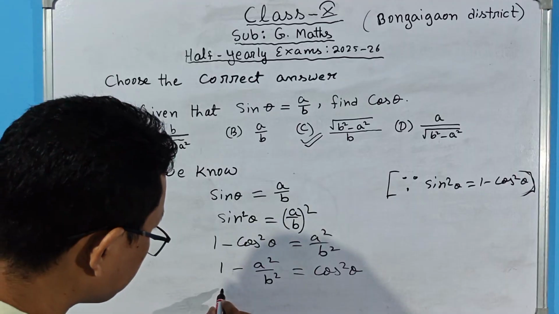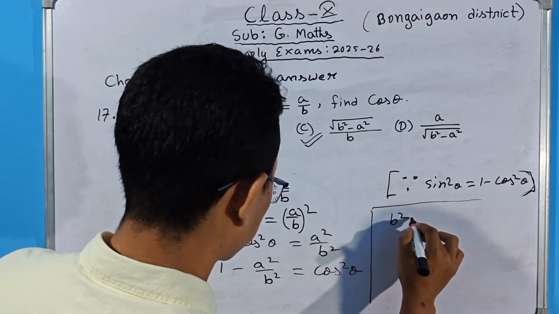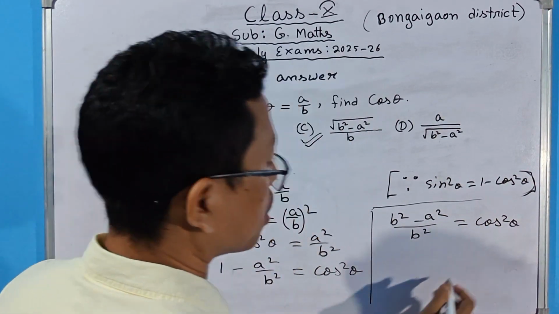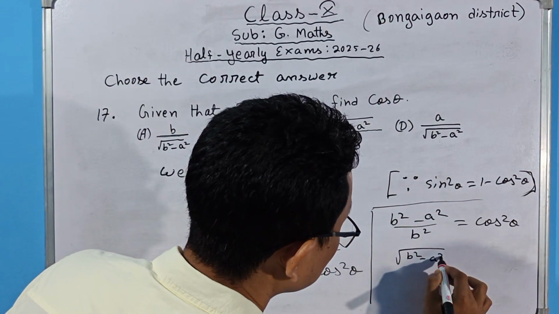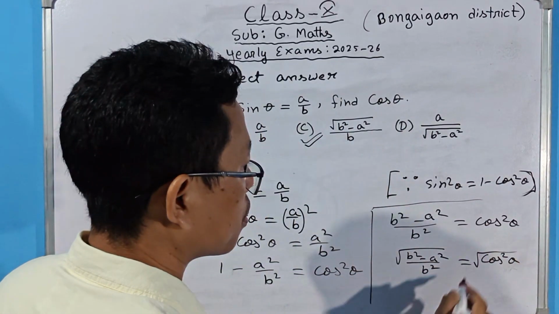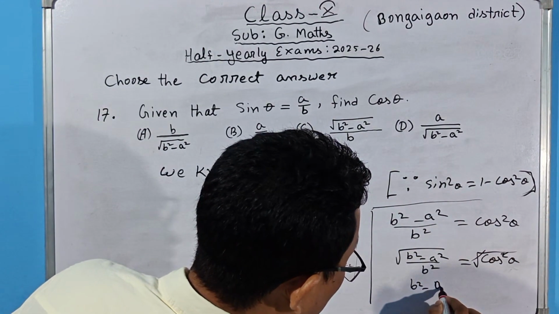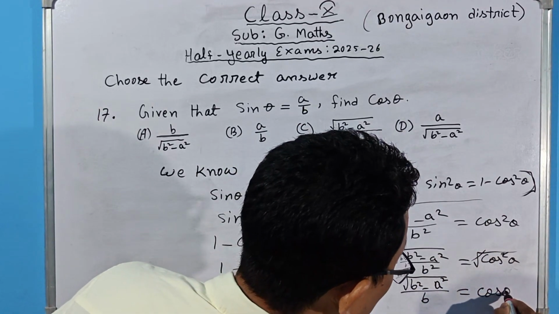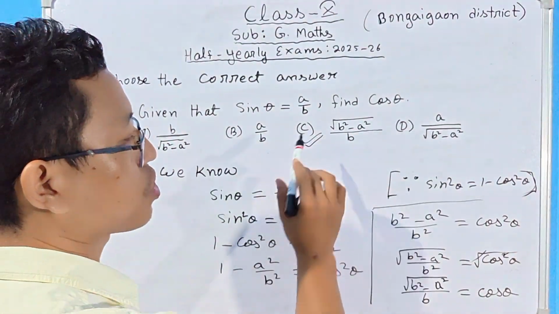Clear? Now doing the LCM, b square minus a square by b square equals cos square theta. Taking the square root on both sides, we get the square root of b square minus a square, all over b, equals cos theta. So this is the second method we can apply. So our correct answer is option C.